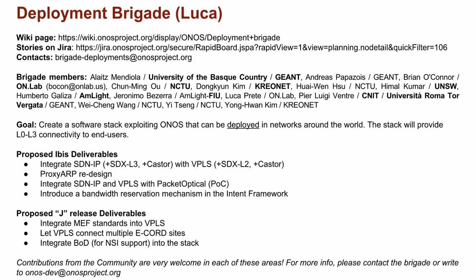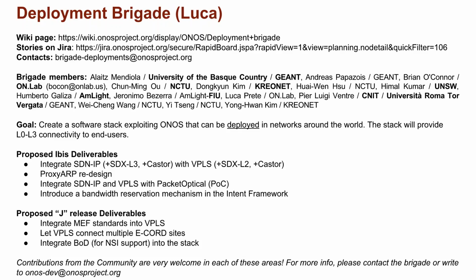So the goal is to create a software stack using ONOS. This stack should be deployed in networks around the world. Of course, all of ONOS should be, in theory, deployed, but I put the focus on deployment because this is something more short-term, and not long-term projects. We want to deploy it soon. The stack should provide layer 0 to layer 3 connectivity to end users. This will happen integrated in many applications.